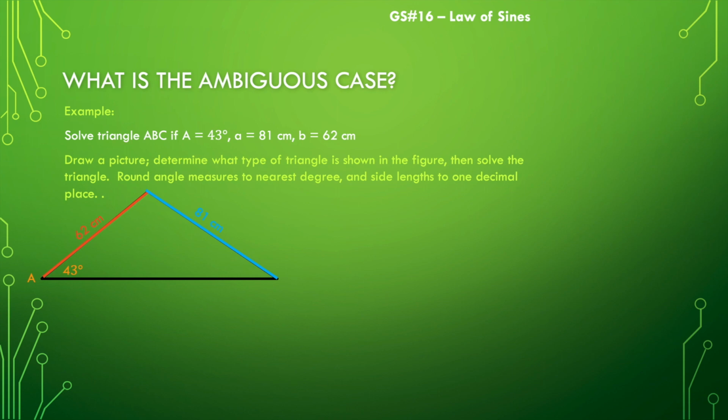First of all, what kind of triangle am I given? I'm given two sides and a non-included angle. If that's the case, I've got an SSA case. It means law of sines, but be careful.